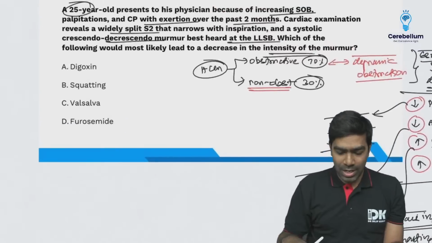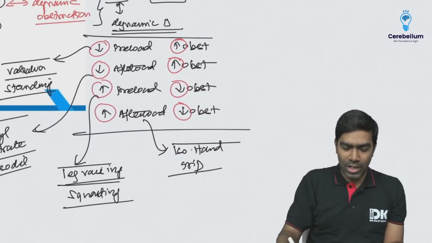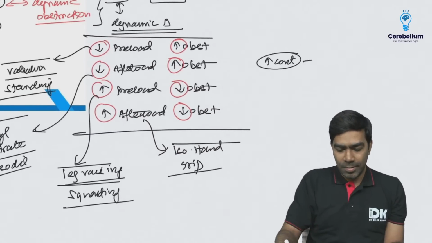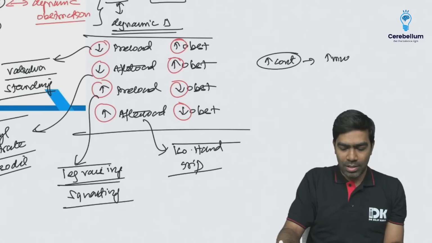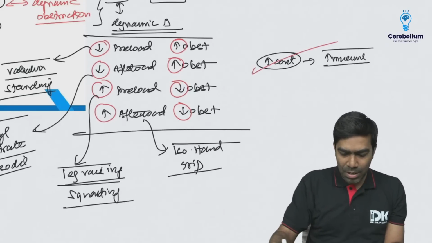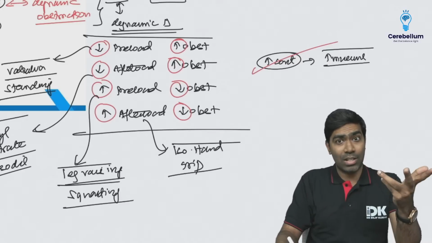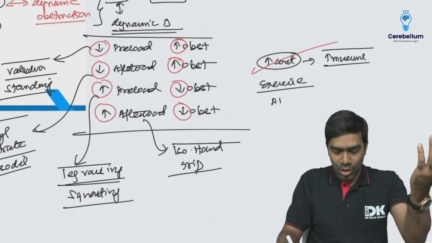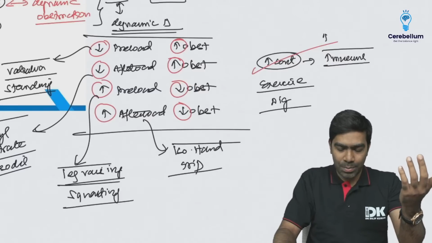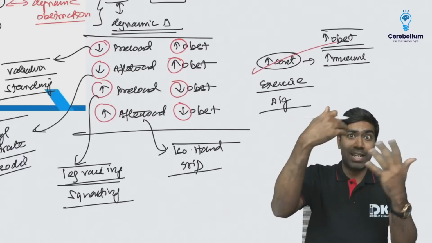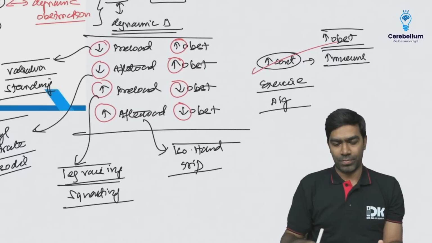So what is the question asking? Another important thing is you need to know that whenever the contractility is increasing, the murmur is going to increase. So what are the things that increase the contractility? Exercise and some agents like digoxin. So this is going to increase the obstruction and increase the murmur. This is the only thing that goes hand in hand: increase contraction, increase obstruction, increase murmur.